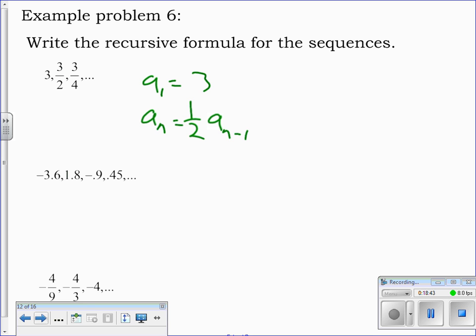Okay. The next one, same thing. A sub 1, negative 3.6. A sub n is whatever R is times a sub n minus 1. Now in this one, I believe it's 0.5, or negative 0.5, I should say. I do want to check. Yep. R is negative 0.5. Negative 0.5 times a sub n minus 1.